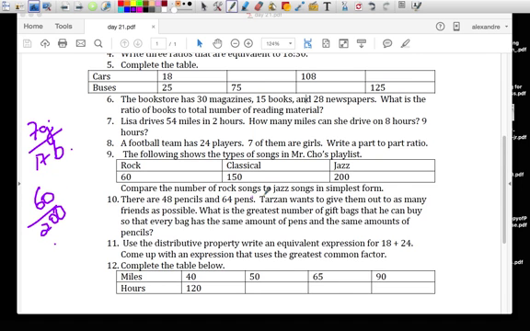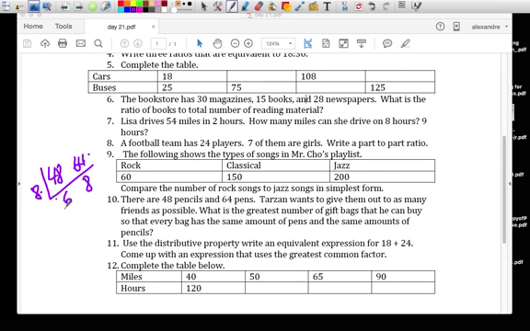Number 10. 48 pencils, 64 pens. Tarzan wants to give them away in gift bags. What is the greatest number of gift bags you can make so that every bag has the same amount? So this is a GCF problem. Remember? 48, 64. Let's see. Let's pick a number that goes into both. 8 seems to work. 8 goes into 48 6 times. 8 goes into 64 8 times.